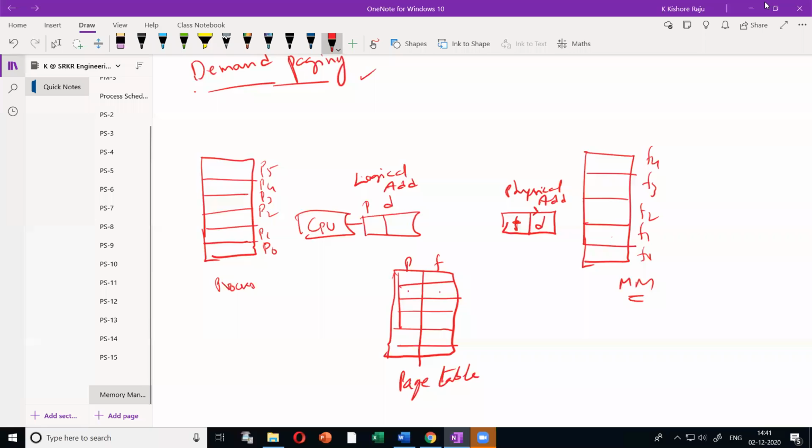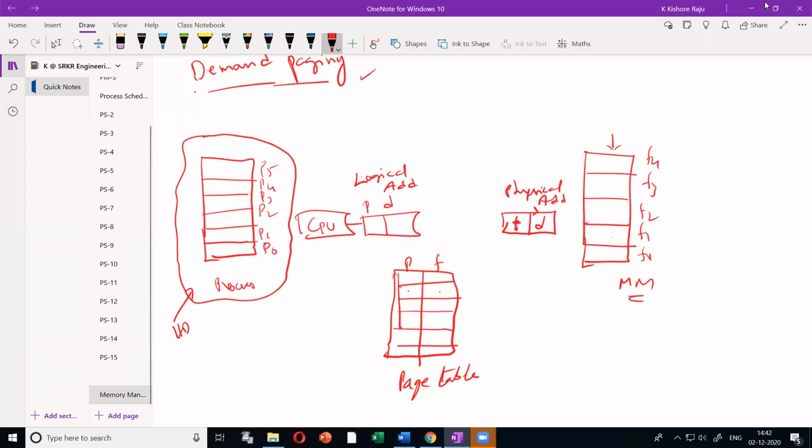So what demand paging is: whenever a page is requested, in the paging concept, no page is readily available in the main memory frames. Actually what happens is, whenever a page is asked, it will check whether the page is there or not. If it is not there, it has to bring that particular page from the hard disk. The process is there, and the pages are in the hard disk.